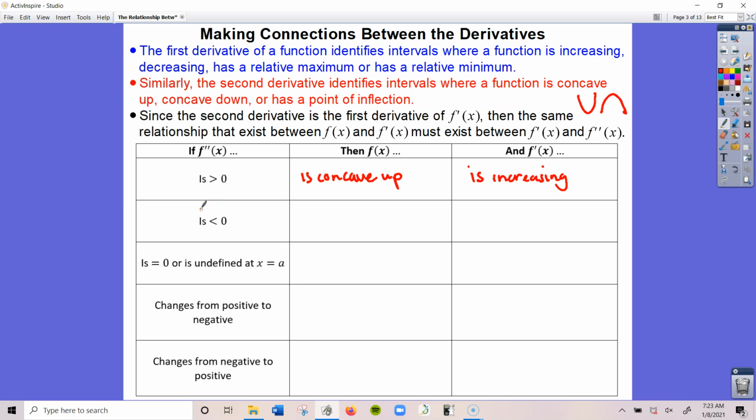So let's try when the second derivative is less than 0. When the second derivative is less than 0, that means that the function is concave down, which also means that the first derivative would be decreasing.